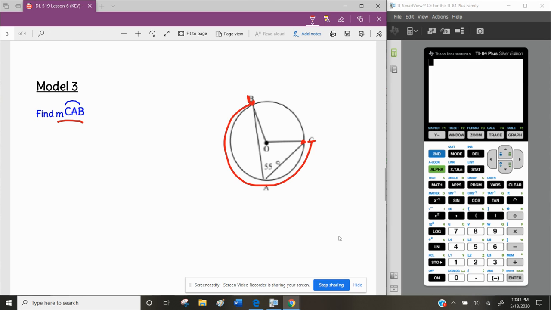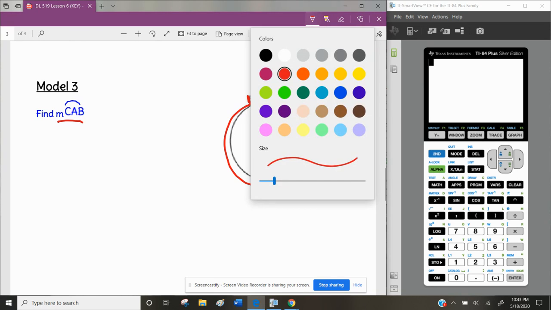We're going to continue our lesson here on inscribed angles. I'm going to do a few more examples on some problems of how we could have these inscribed angles given to us. So we want to find the measure for model number 3 of arc CAB in degrees, and they gave us this inscribed angle CAB.